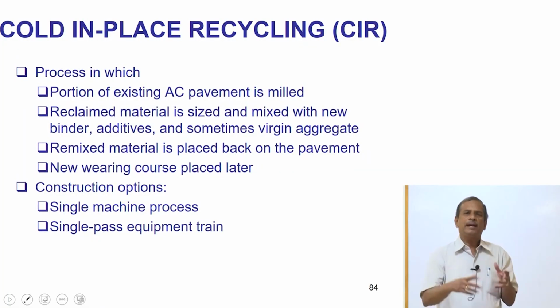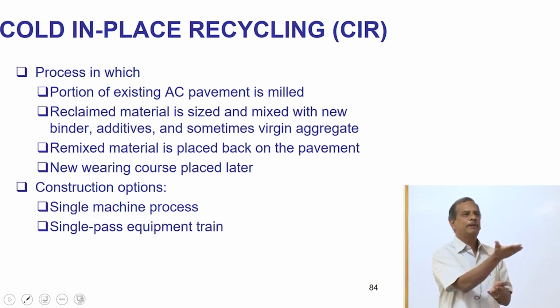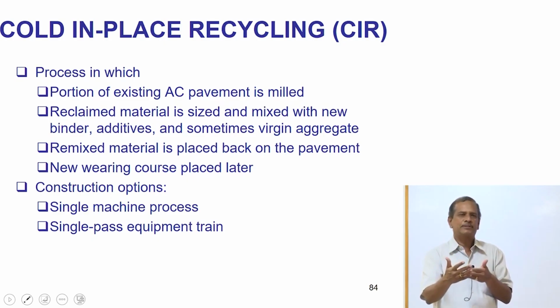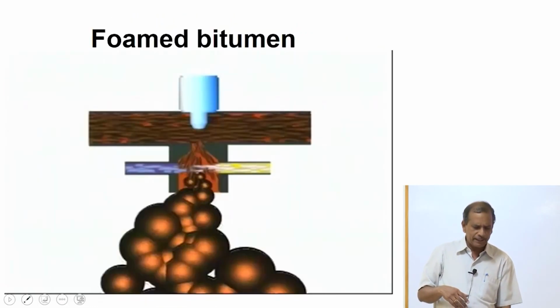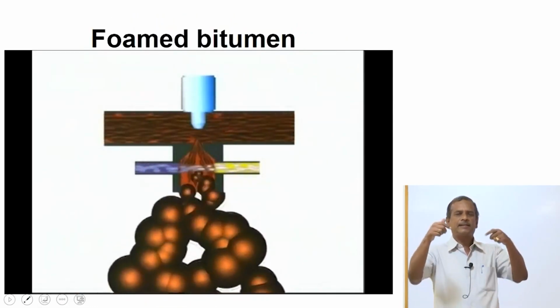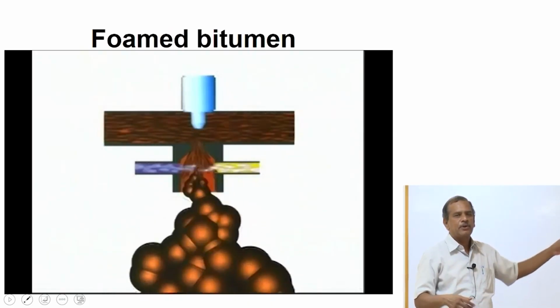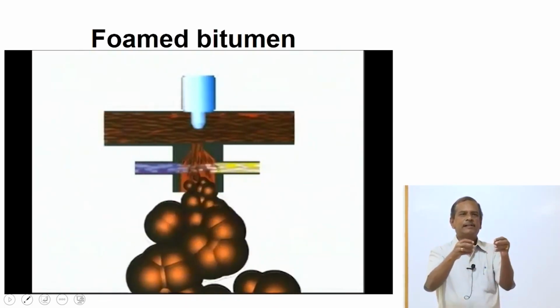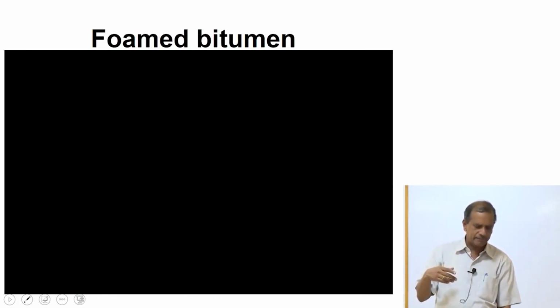Once you mill the material, I can do cold recycling. In the case of cold recycling, I mill a part of the bituminous layer and use the reclaimed material. I can use a foam bitumen. What is the foam bitumen here? I can try to inject hot bitumen, with water on one side and air on the other side. So, the volume of bitumen increases by 14 to 17 times. This will coat the milled particles well, and I can use that material in road construction.